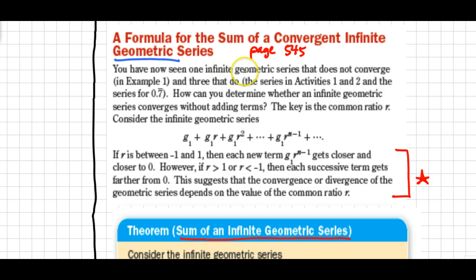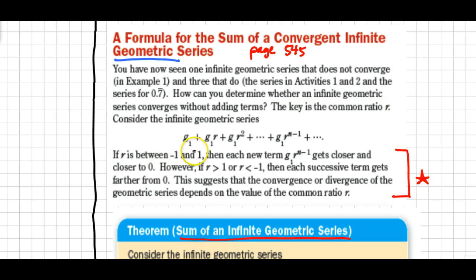So there are some really good infinite geometric series covered in the lesson, which I'm not covering in this video. You might want to look back at example 1 in the book and then the activities, because there's some that do and some that don't converge. So how can you determine whether an infinite geometric series converges without having to add those terms together? The key is the common ratio of r.